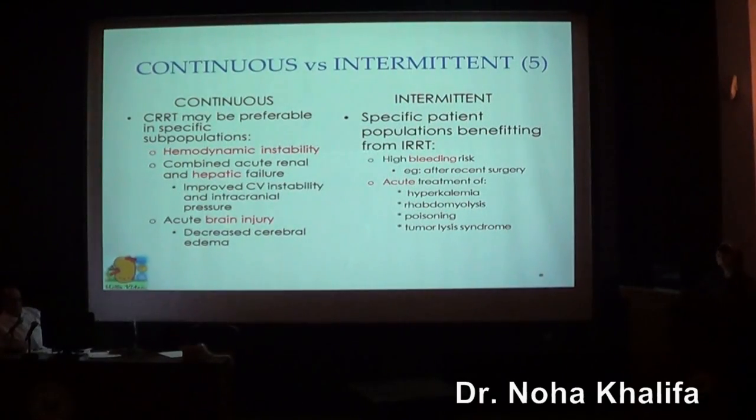So who benefits from this one and who benefits from this one? The continuous is for those with hemodynamic instability, for patients who have AKI combined with hepatic failure, and for those who have acute brain injury. You have to do continuous. Otherwise, your patient might die from the risks he's subjected to if you do intermittent with these patients.